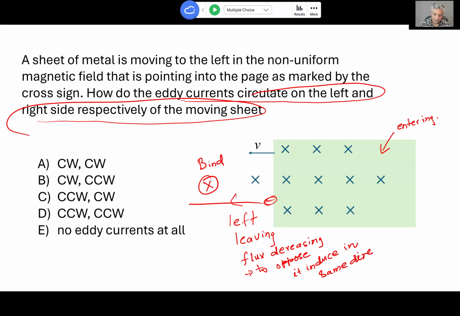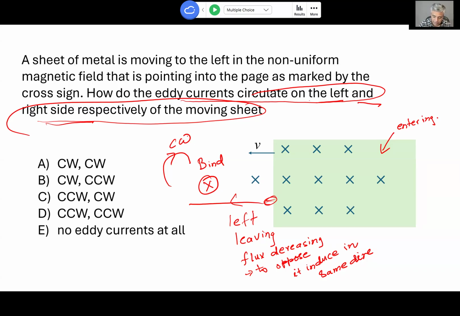Okay. So if I put my thumb in the direction into the page, my fingers curl this way, is that clockwise or counterclockwise? So let's see which side it's asking here. How do the eddy currents circulate on the left and the right side? So left side is this. So it looks like it's going to be circulating clockwise.